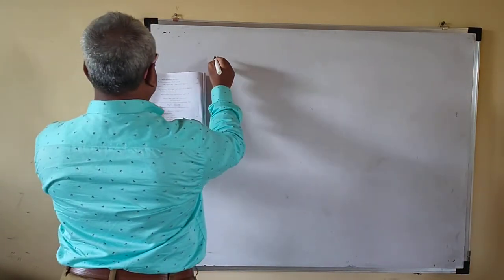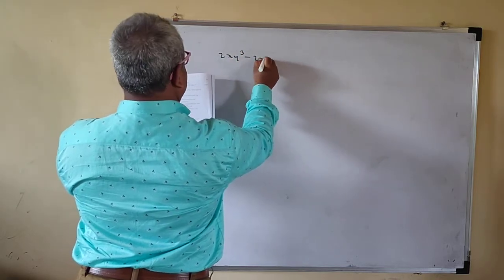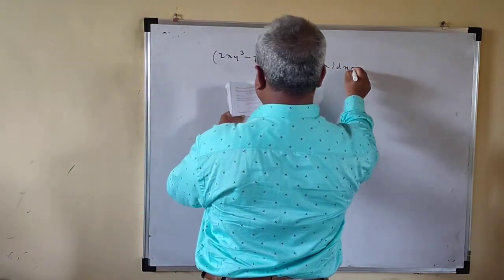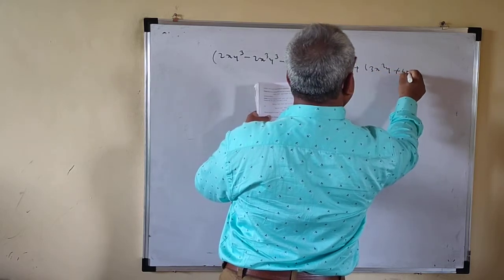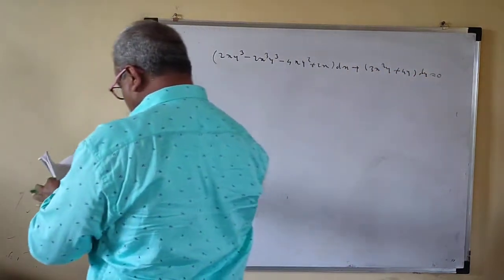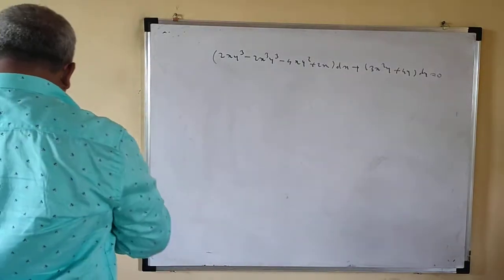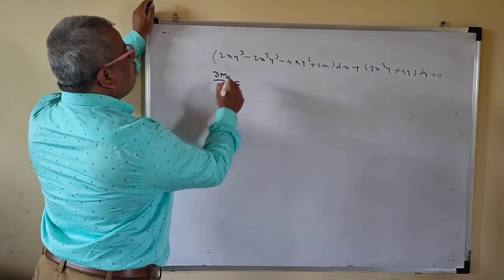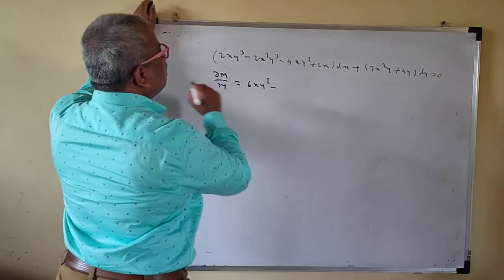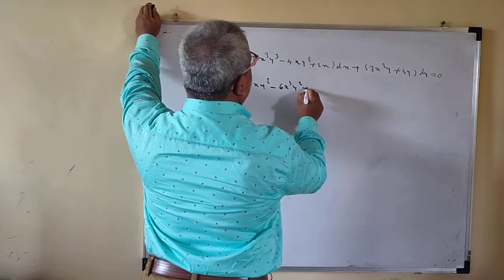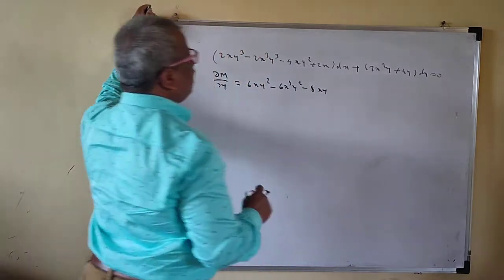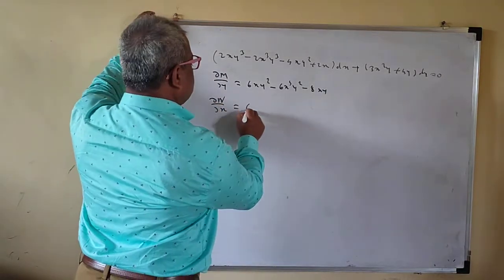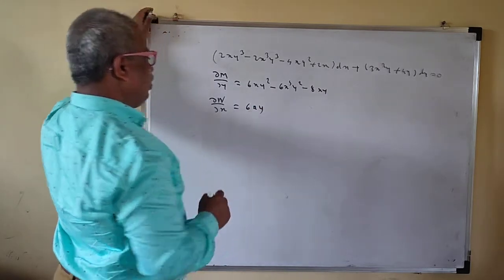Suppose this equation is given: (2xy³ − 2x³y³ − 4xy² + 2x) dx + (3x²y + 4y) dy = 0. We want only the integrating factor. First we find ∂M/∂y, which is 6xy² − 6x³y² − 8xy. And ∂N/∂x is 6xy.